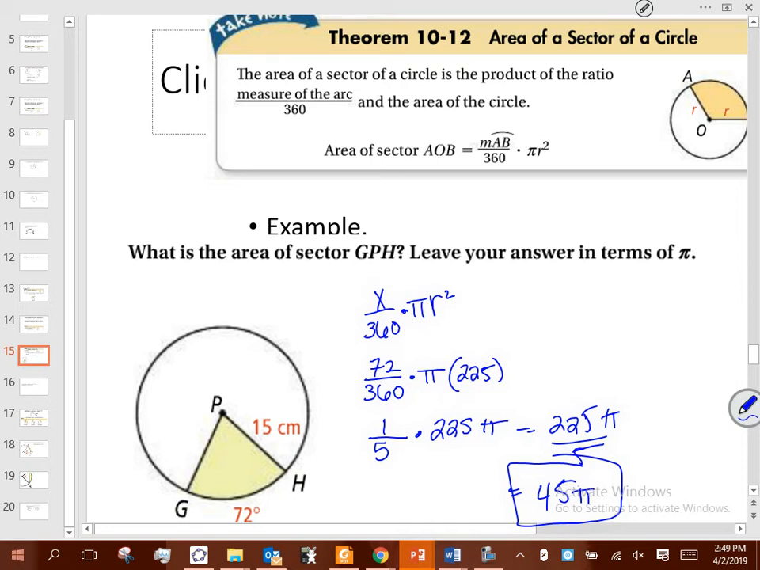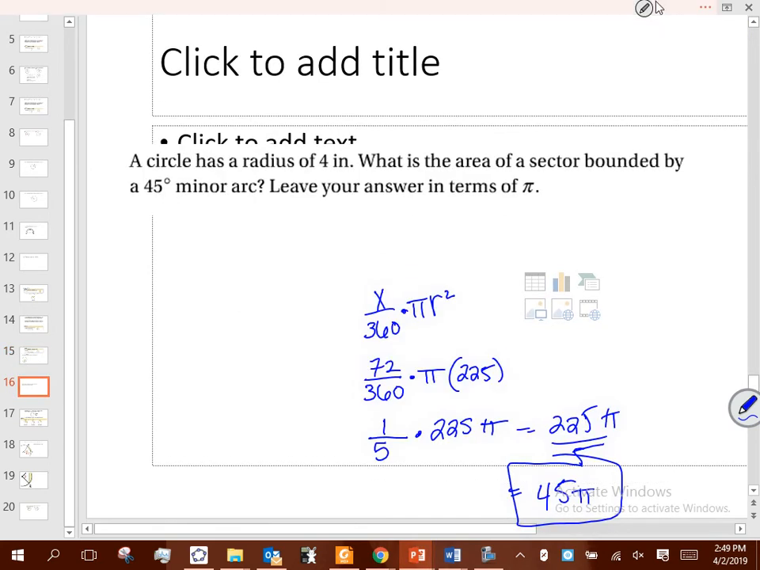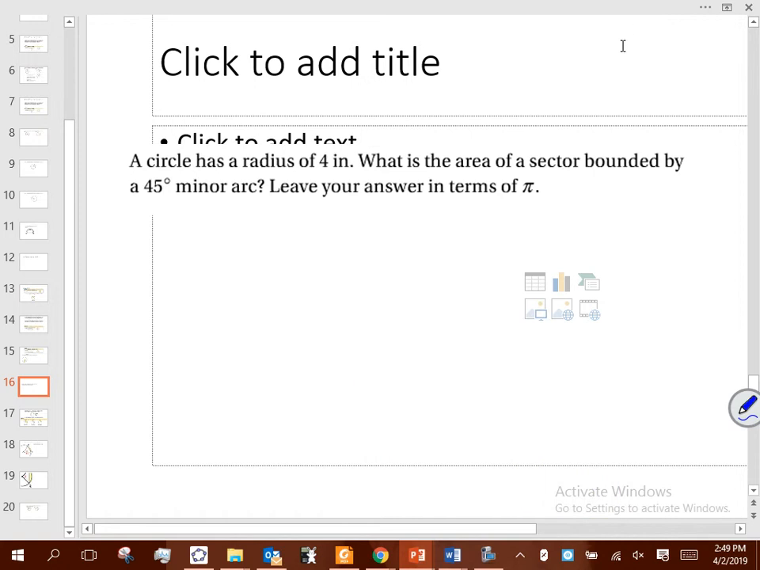Let's do another one. They don't always give them to you in regards to a picture. They might write it out in words. So here we need to know obviously what a radius is. I don't think there's any issue there. Sector bounded by a 45-degree minor arc. That might be a little confusing. A sector bounded by a 45-degree arc.